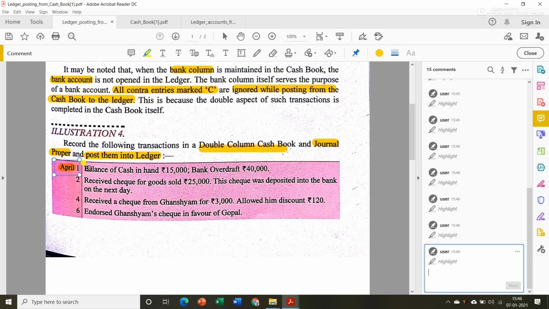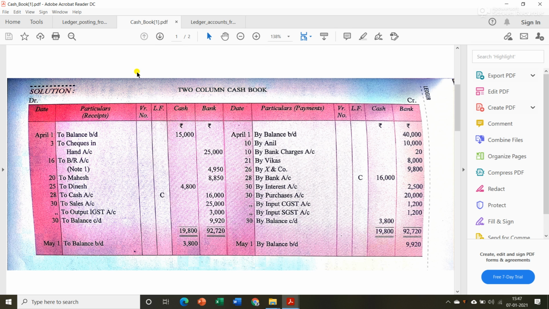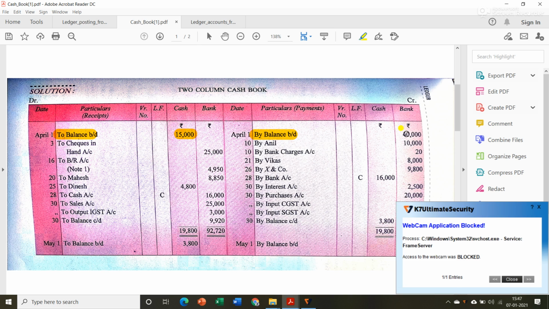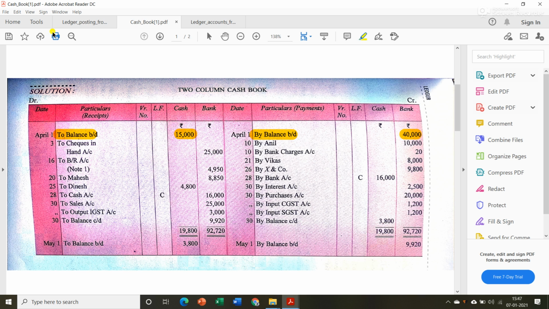On April 1st we have a balance of cash in hand of 15,000 and a bank overdraft of 40,000. I hope that you all haven't forgotten how to prepare a cash book. Since we have a balance of cash in hand, we write "to balance brought down" on the debit side in the cash column, 15,000. But in the question they gave that we have a bank overdraft, so it will appear on the credit side as "by balance brought down" in the bank column, 40,000.